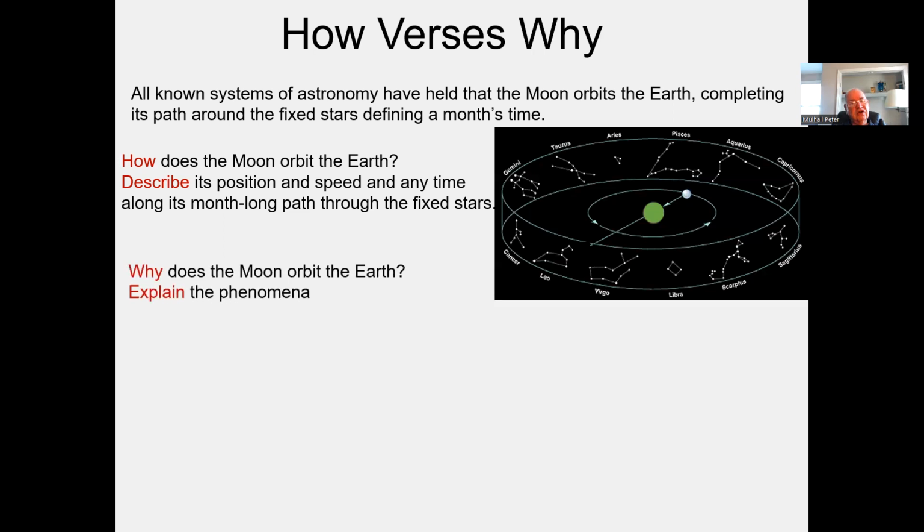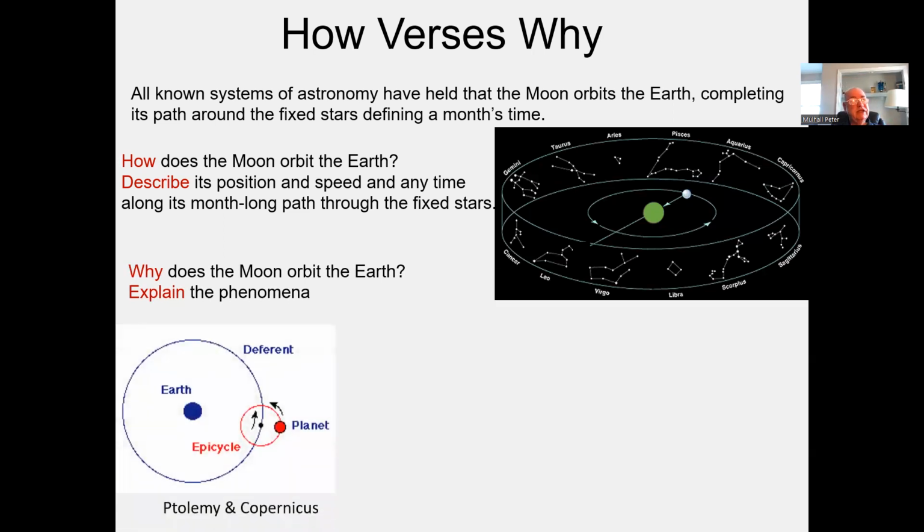Why does the moon go around the Earth, right? What is the explanation? What makes the moon go around the Earth? Why is it that the moon does this? And that goes towards explaining the phenomenon. Well, let me show you 3 explanations that we've had in history, among many. But here is the one that we'll be looking at in detail. This is the one that will be overturned by the scientific revolution.